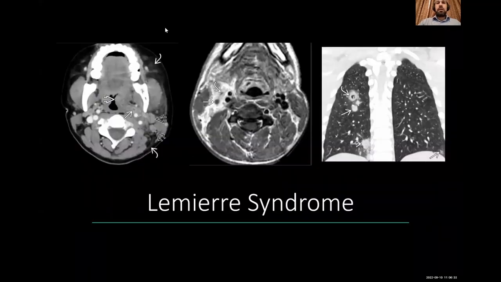Next case, this is another example of Lemierre syndrome, with a septic embolus, thrombus, and an abscess. Okay, this is the thrombus, this is the abscess, and this is a septic embolism.